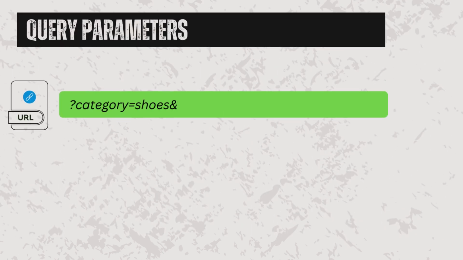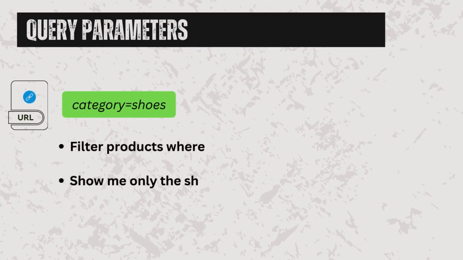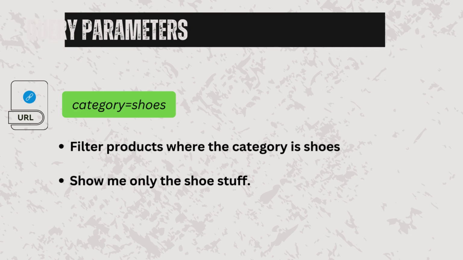The query parameters. This is the bling after the question mark. They modify the basic request. Let's walk through each one. category=shoes means filter products where the category is shoes. Basically, show me only the shoe stuff.